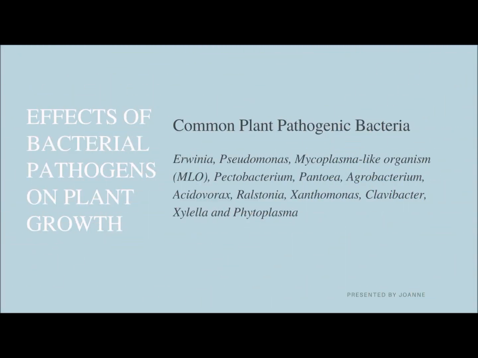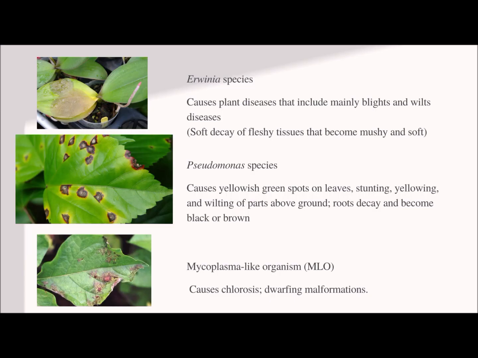Hi, I'm Joanne, and I'm going to talk about the effects of bacterial pathogens on plant growth. Erwinia species cause plant diseases that include mainly blights and wilt diseases. They also cause soft decay of fleshy tissues that become mushy and soft. Pseudomonas causes yellowish-green spots on leaves, stunting, yellowing, and wilting of parts above ground. Roots decay and become black or brown. Mycoplasma-like organisms cause chlorosis and dwarfing malformations.